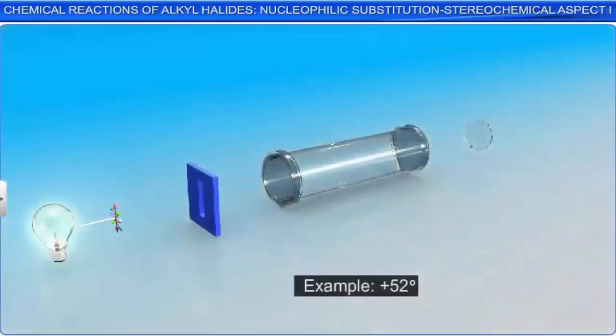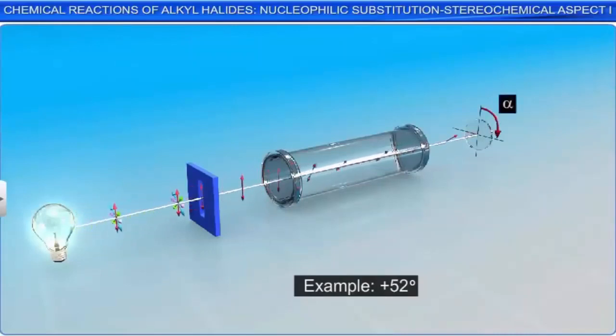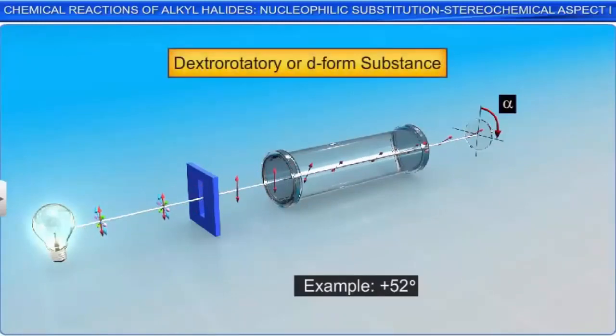If a substance rotates plane polarized light to the right or clockwise, as seen by an observer towards whom the light is approaching, then it is called dextro-rotatory or D-form. It is indicated by placing a plus sign before the degree of rotation. In Greek, dextro means right rotating, and hence the term dextro-rotatory.